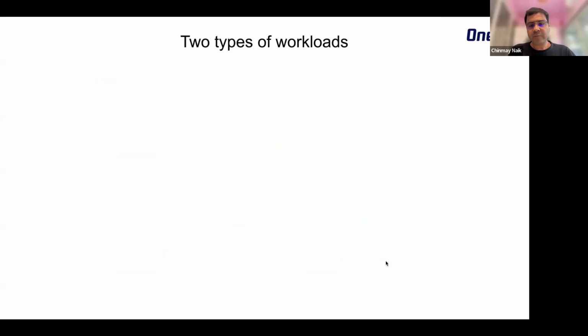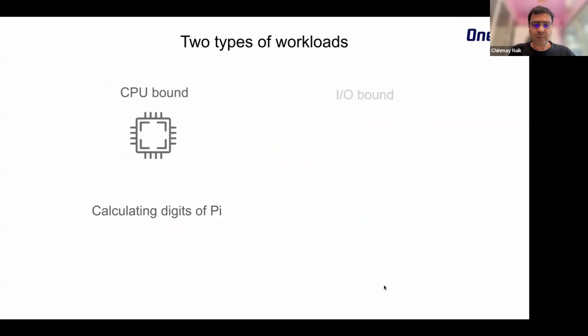So ultimately, we have two types of workloads, if you think about it. One is the CPU bound, and the other is the IO bound workload. Some examples of CPU bound would be, if you want to calculate digits of pi, like you want to calculate the value of pi to a millionth degree of precision. What would you do?